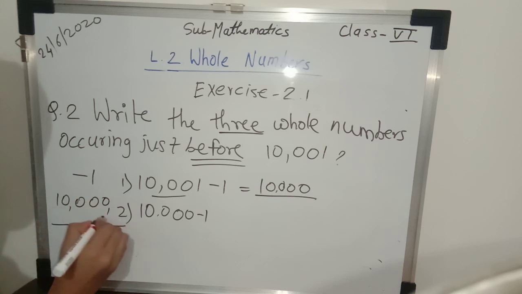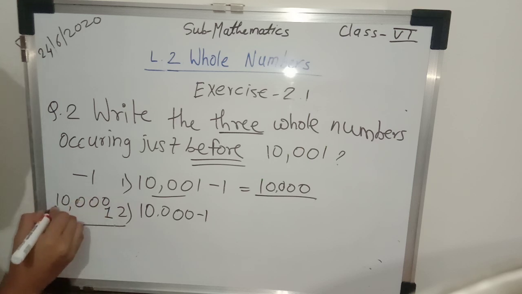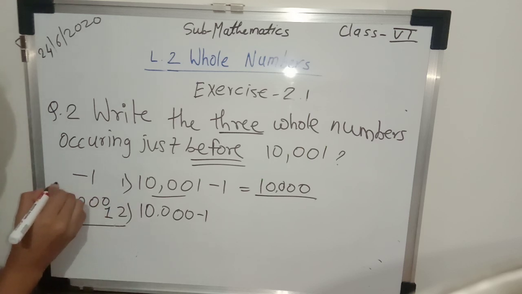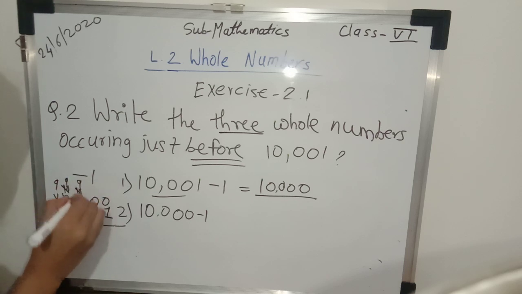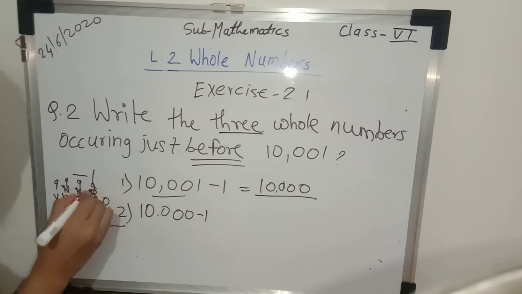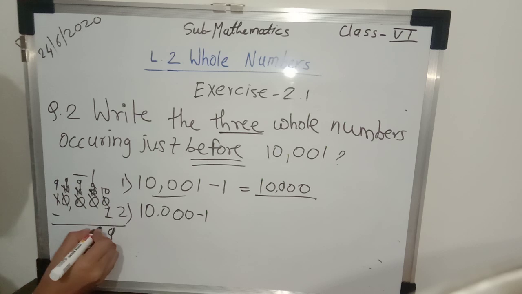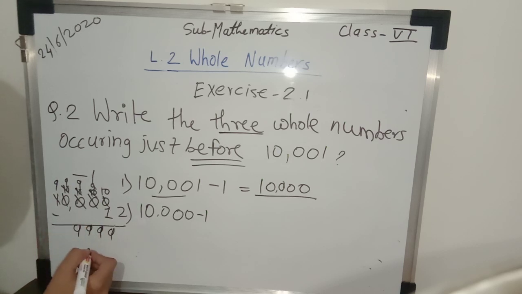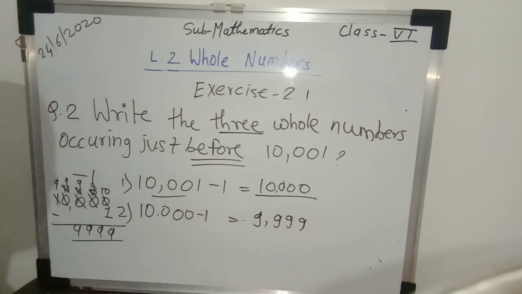Here we can't subtract 1 from 0. Zeros are there, so I can write 9, 10, again 9, 10, 9. We have to carry the number till the last 0. So 1 minus 10 gives 9, and write the other 9s as they are. If we subtract 1 from 10,000, our answer will be 9,999. Now to get the third number before, what do we have to do?